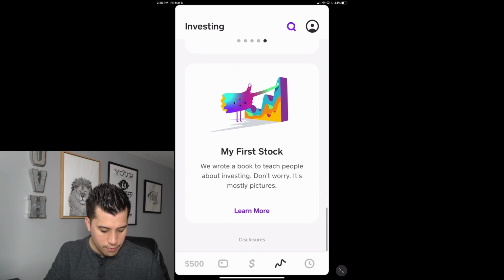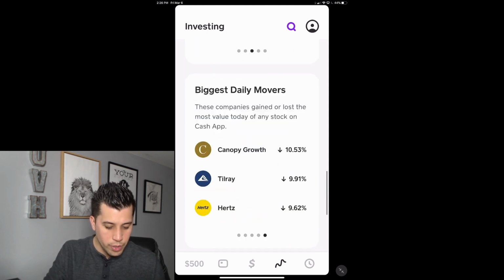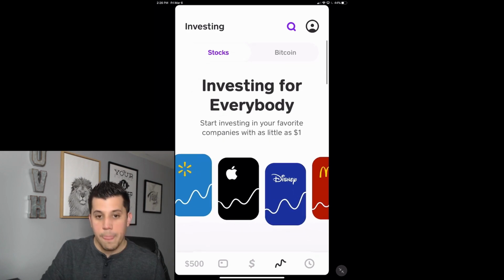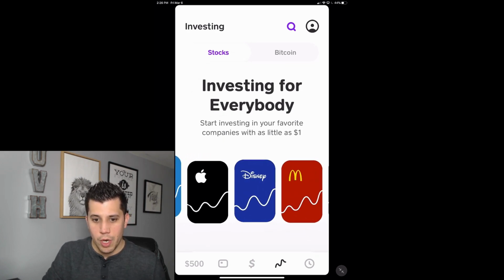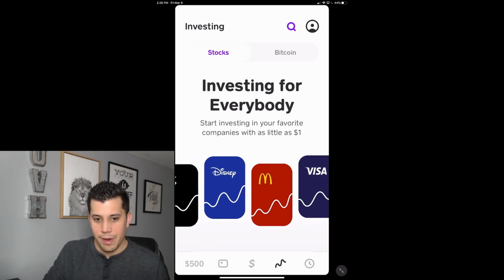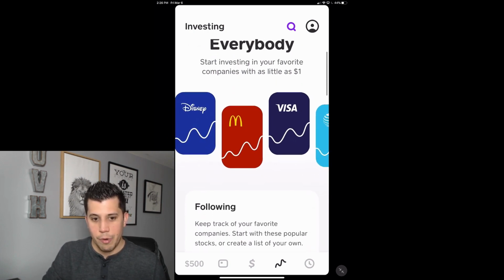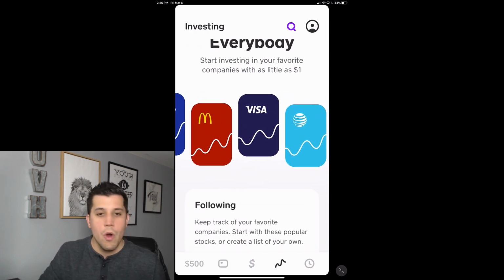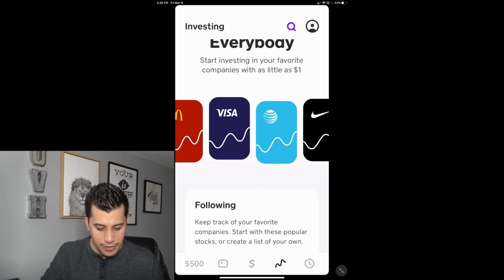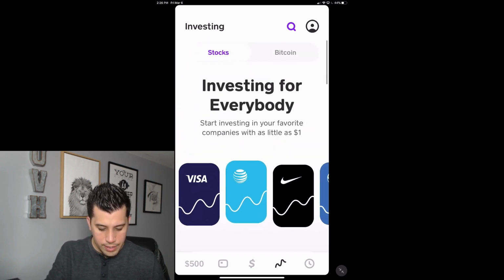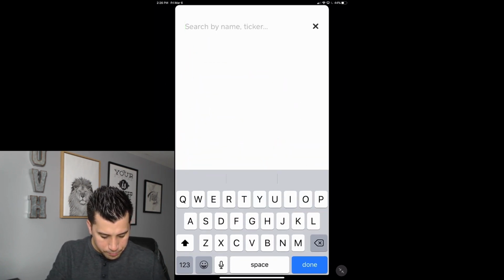And then they actually have a book that you can read if you don't know anything about stocks. So this is very much catered to the beginner, never purchased stocks before. So it's definitely going to be a lot different than what I'm used to when I purchase stocks on Thinkorswim or Tastyworks. So this is going to be very simple. But what I want to look at is if there's anything here I could buy.